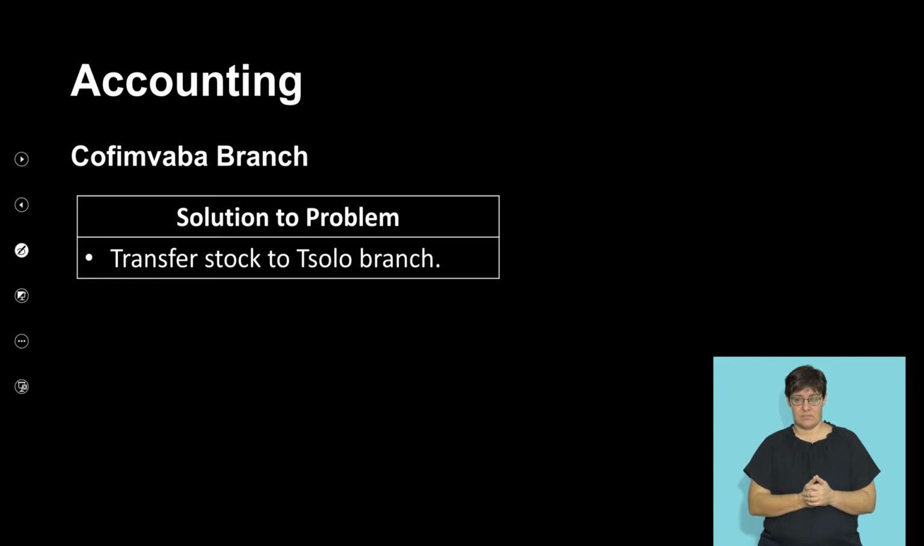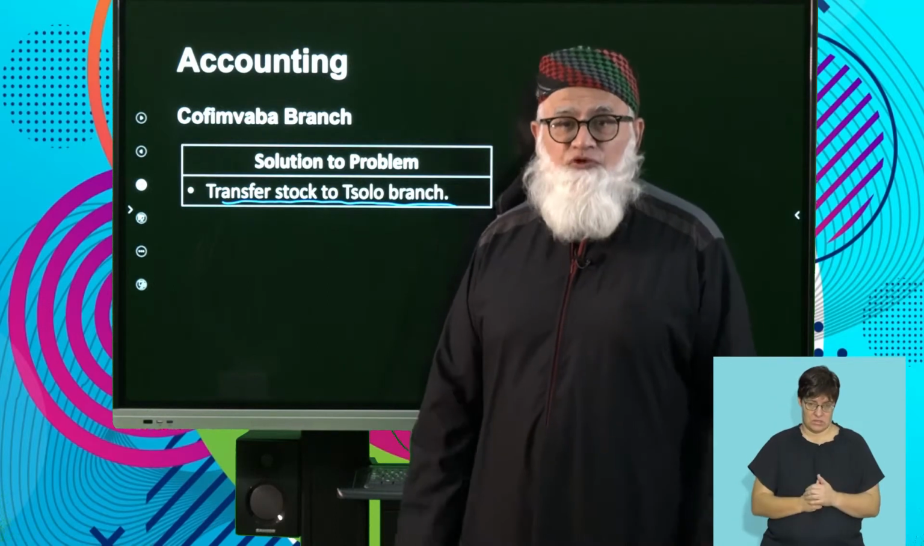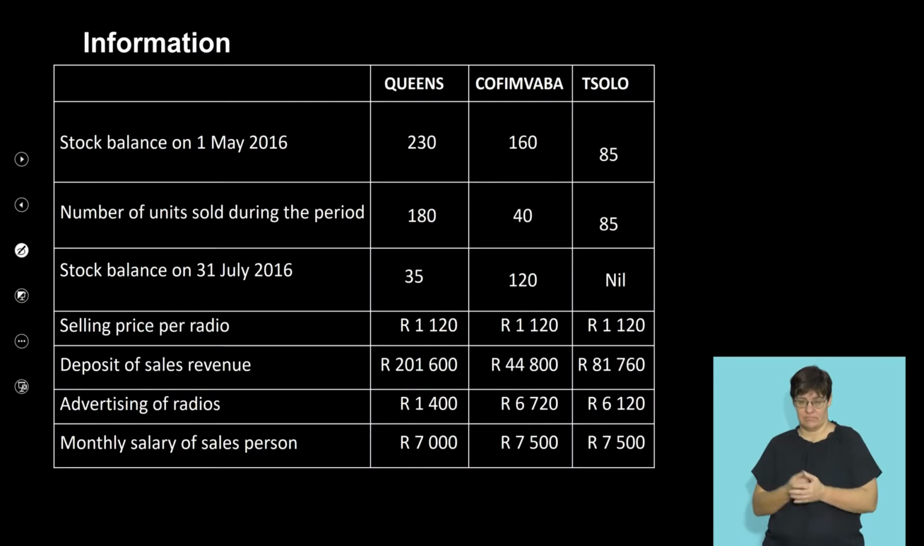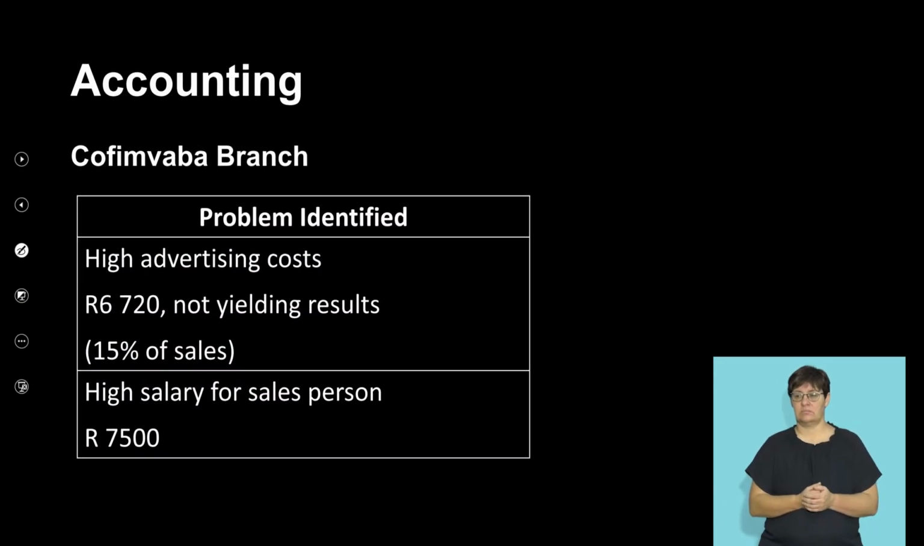Right? How would we solve the problem? What we would do, we can transfer this stock to the Solo branch. That means move it to another branch where obviously there's a need for the products. Okay, the next one that we're looking at now is your Solo branch.